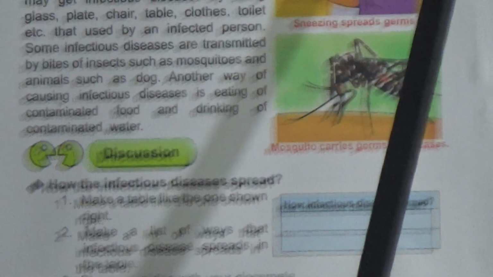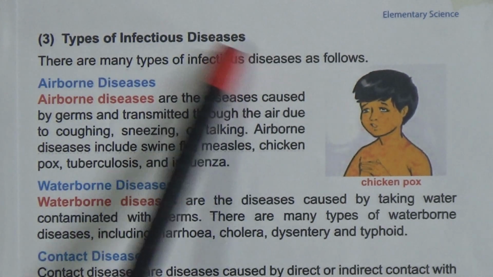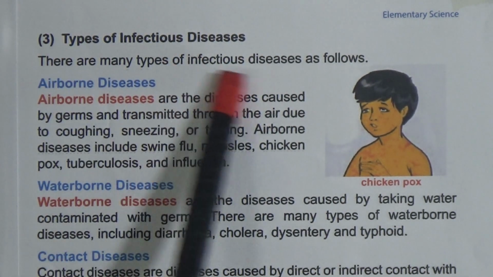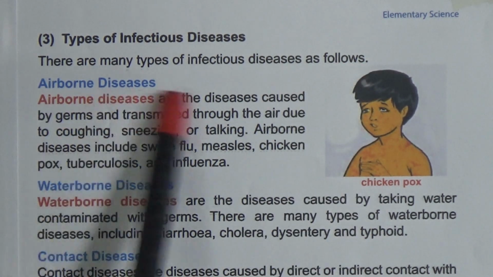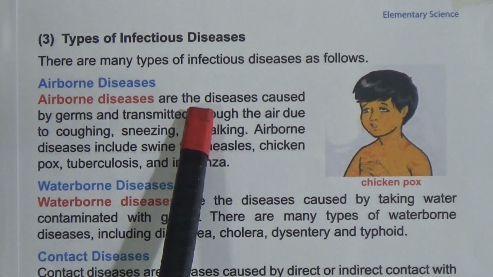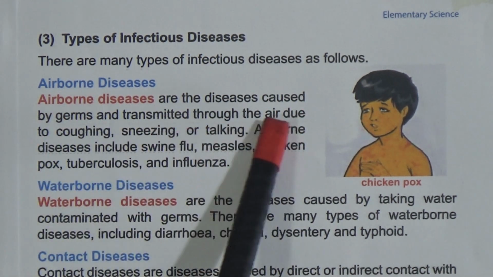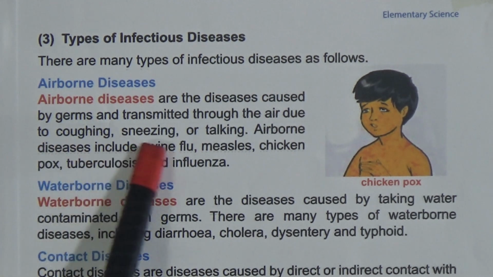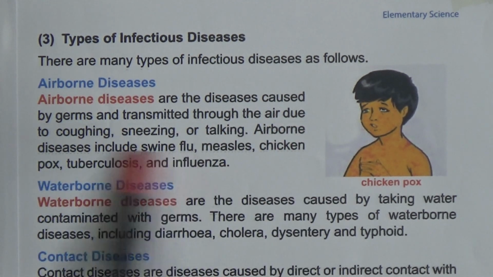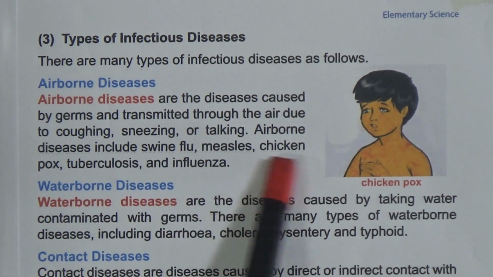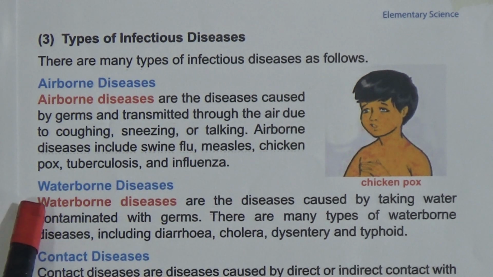Now come to the next point, that is types of infectious diseases. There are many types of infectious diseases as follows. First one, airborne diseases. Airborne diseases are the diseases caused by germs and transmitted through the air due to coughing, sneezing or talking. Airborne diseases include swine flu, measles, chickenpox, tuberculosis and influenza.